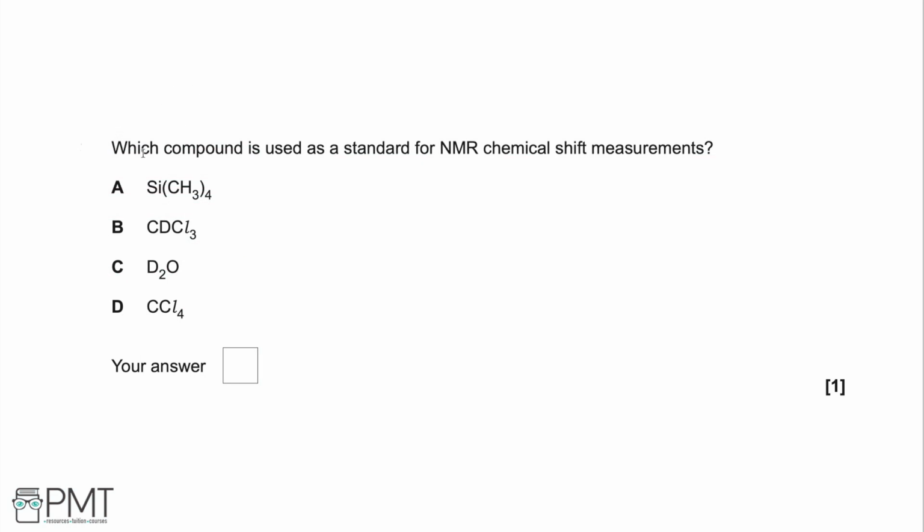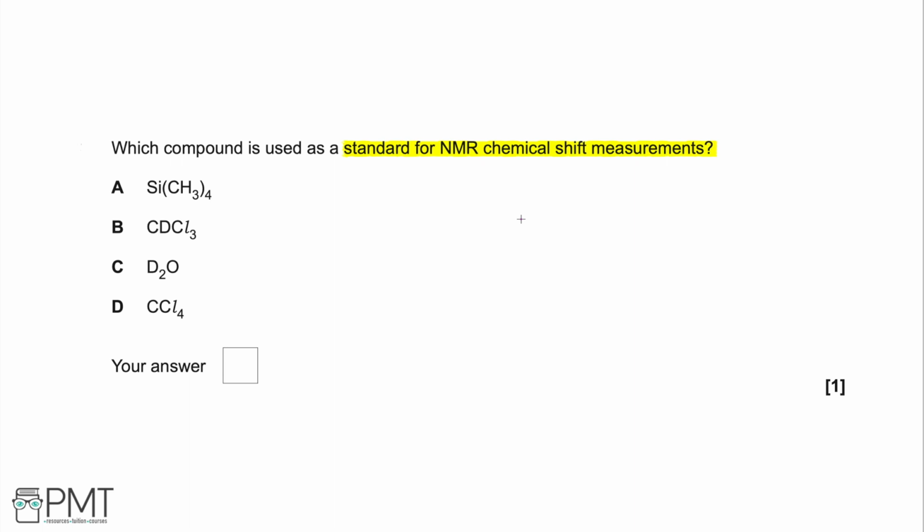Okay, so this question is asking us which compound is used as a standard for NMR chemical shift measurements. So the first thing we need to clarify here is what exactly an NMR standard is. A standard is a substance that's included in every NMR sample that's going to be put through an NMR spectrometer to give a well-defined peak that everything else is measured relative to. So NMR doesn't have any absolute peak values, they're all measured relative to a standard that's included with the sample.